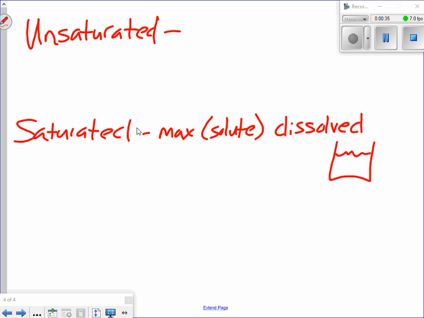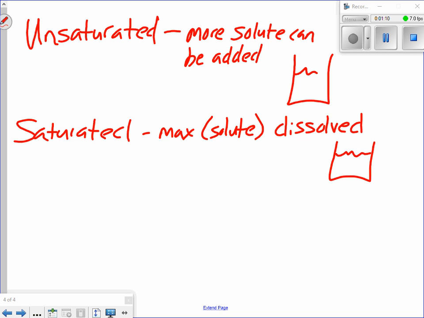So, what about if it's unsaturated? The more can be added, more what? More solute can be added. And how would that look in comparison to this picture? It looks the same, right? You can't really tell. How can you tell the difference between these two?